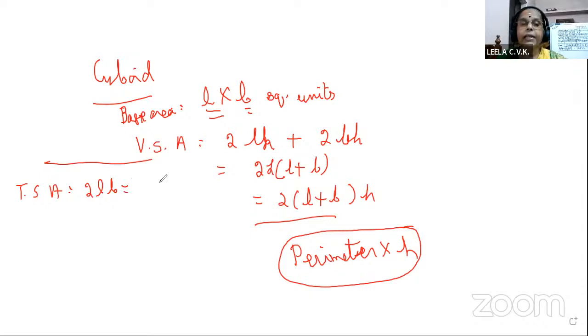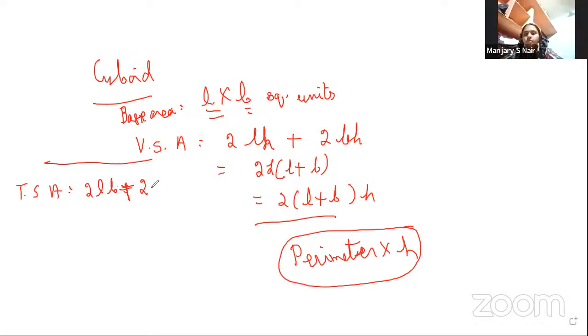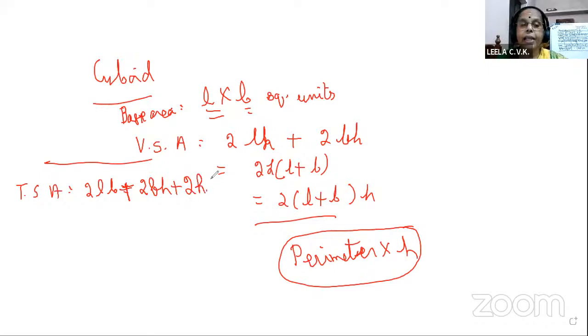And what about here? Here this was... plus TSA is equal to 2LB plus 2BH plus 2HL. See, I have written, instead of LH, I have written HL. That I will tell you why I have written like that. See here, what is the common factor here? 2. Isn't it? 2 into, so inside the bracket it is LB plus BH plus HL.